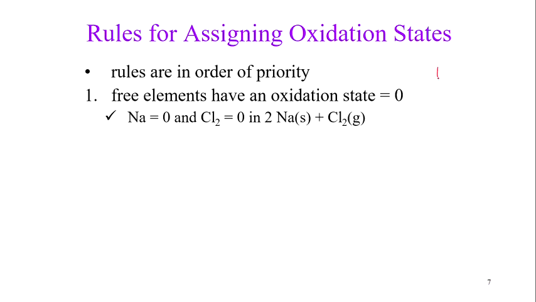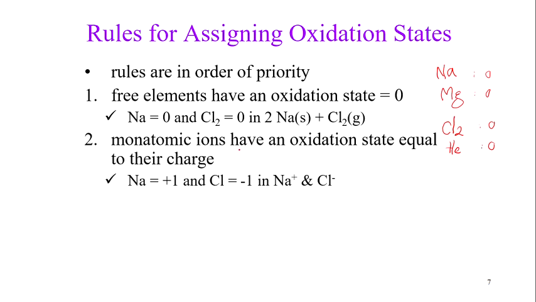If I say Na, this is a sodium element. We say the oxidation number for this one is 0. If I say, for example, magnesium element, the oxidation number is 0. Non-metals, if I say Cl2, we know that chlorine exists as a diatomic molecule. Oxidation number is 0. He, helium, oxidation number is 0. So for elements in the periodic table, oxidation numbers are 0.